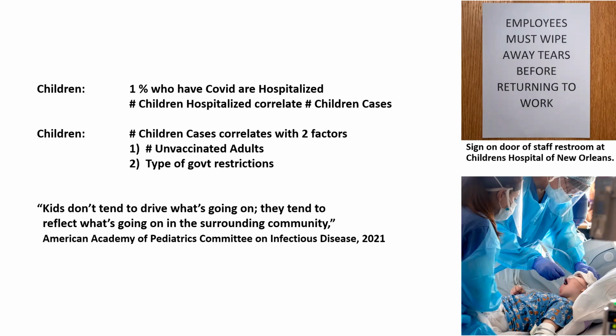Now, the number of kids that have COVID depends on 2 factors. It depends on the number of unvaccinated adults in your community, and it also depends on what type of government restrictions we put in, like shutdowns. But that's really it. Those 2 factors determine how many kids are in the hospital. Of course, families can do more, like vaccinate your adults, bubbling the kid. But really, the number of kids with COVID would determine the number of hospitalizations, and that will be determined by the adults that are unvaccinated.